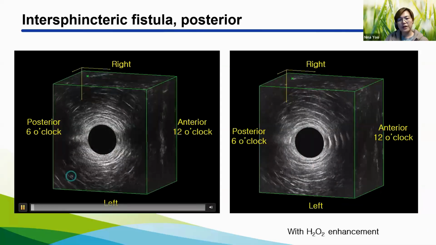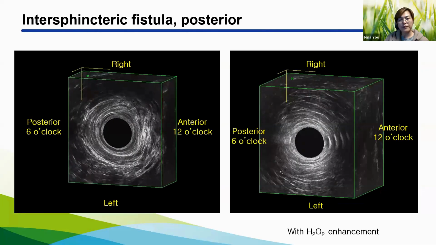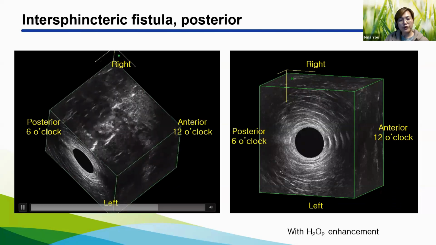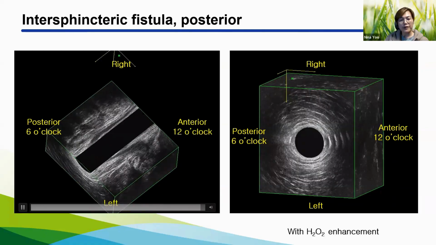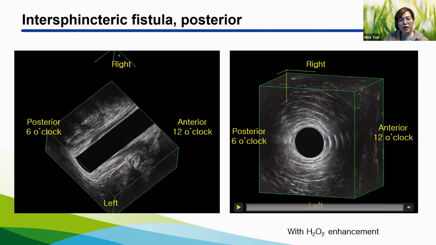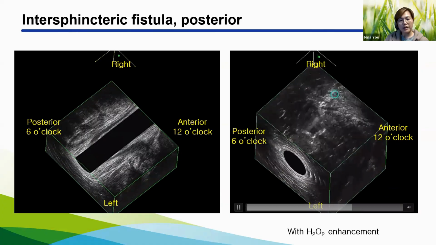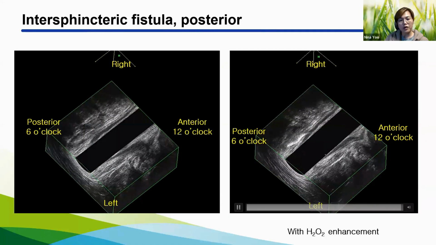Like this is an example of the intersphincter fistula. It's located in the posterior area. As you see, this is without the enhancement. You can actually use H2O2. You can inject H2O2 at the external opening, and you can see here the fistula tract is visualized right here. And you can decide what type of surgery you do for each of the different types of fistula.